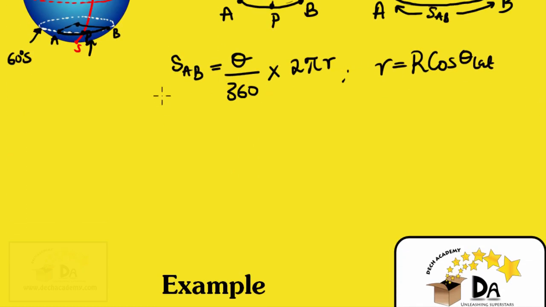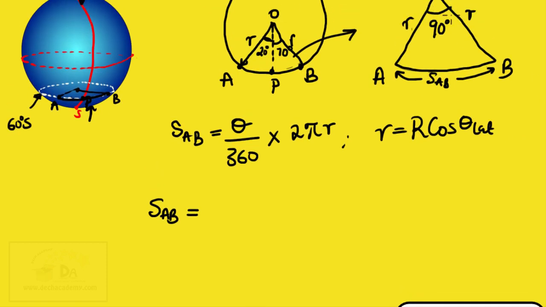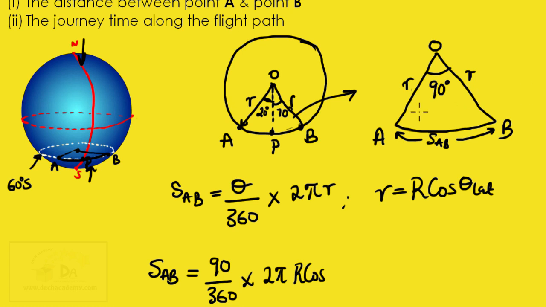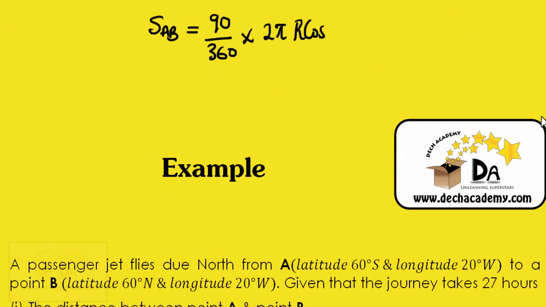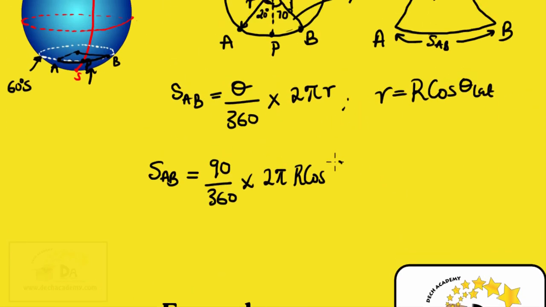So that means the distance traveled, this S_AB, is equal to the angle formed at the center of the sector, which is 90 degrees, divided by 360, times 2 pi times small r, which is big R times cos theta lat. What's the latitude of points on the circle where the sector is from? Well, the latitude is 60 degrees south, so it's 60 degrees.